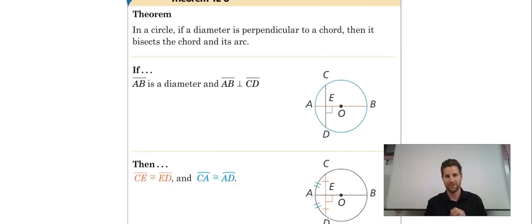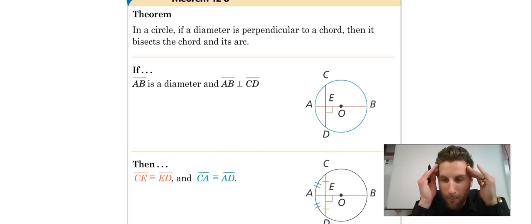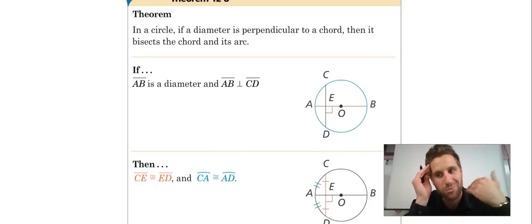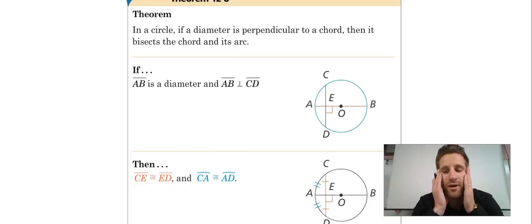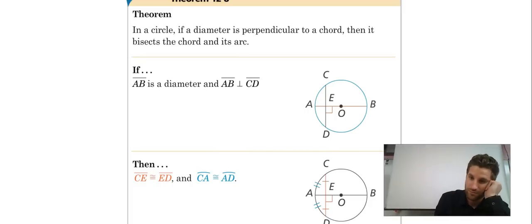Next. All right, so this one's kind of fun. In a circle, if a diameter is perpendicular to a chord, then it bisects the chord and its arc. So here's a diameter, and it's perpendicular, so that means it's going to bisect that chord and its intercepted arc. Groovy. Again, remember, geometry is all about doing theorems, rules, and applying them. So it's great. Let's go. Next one.